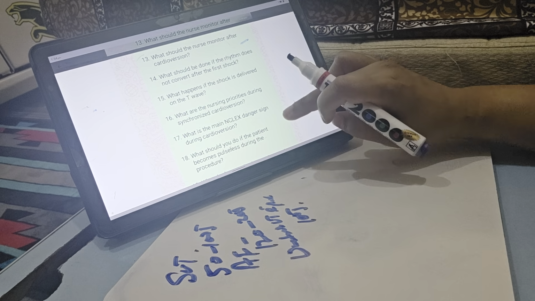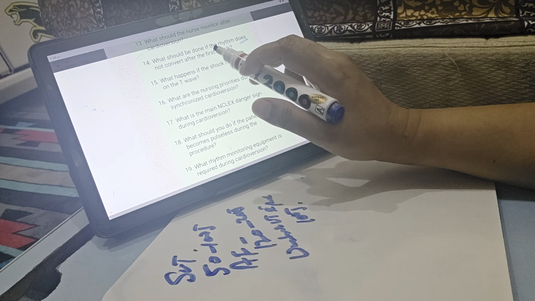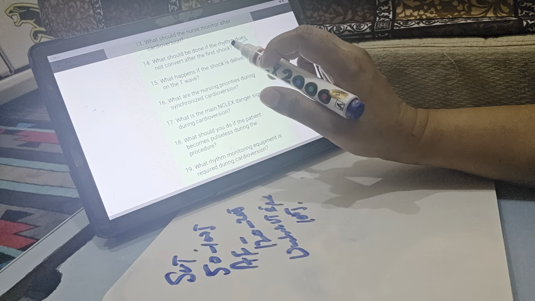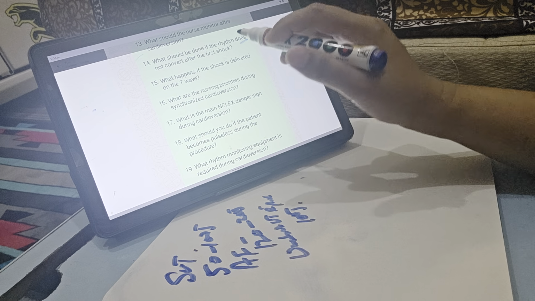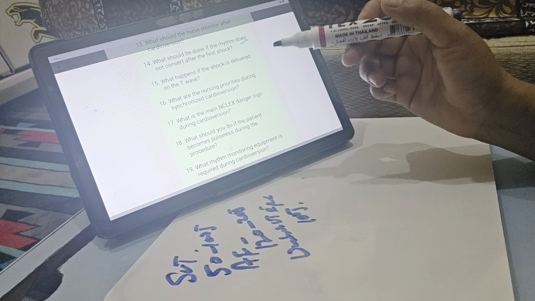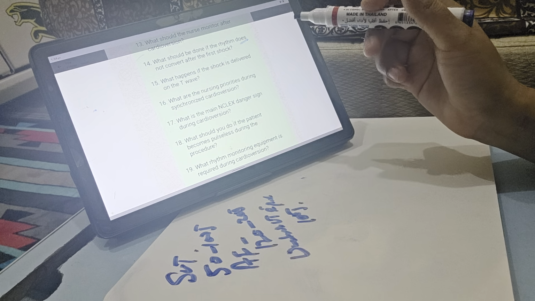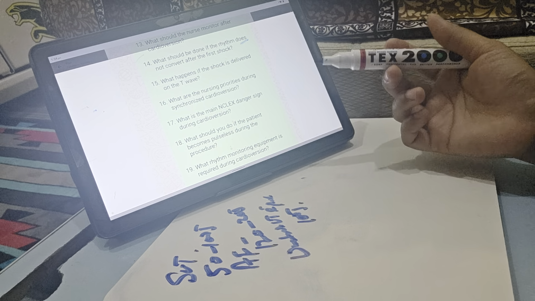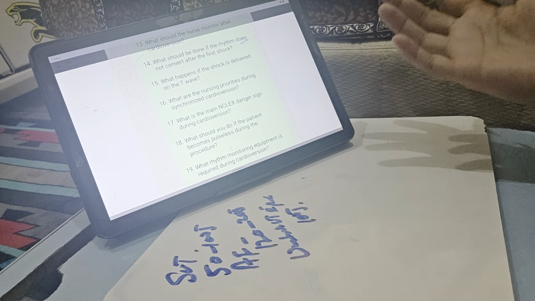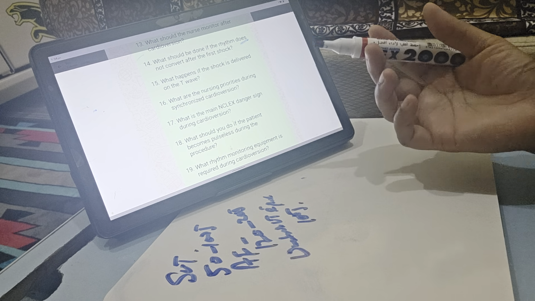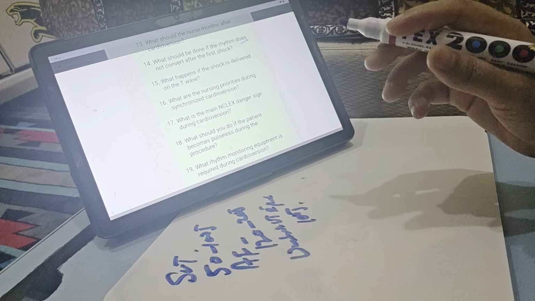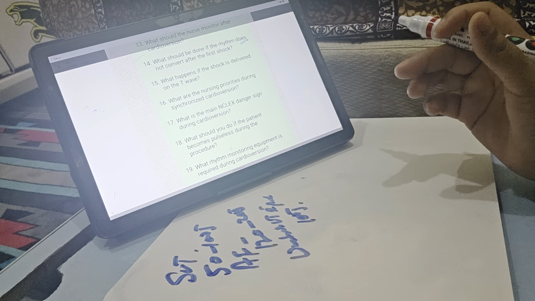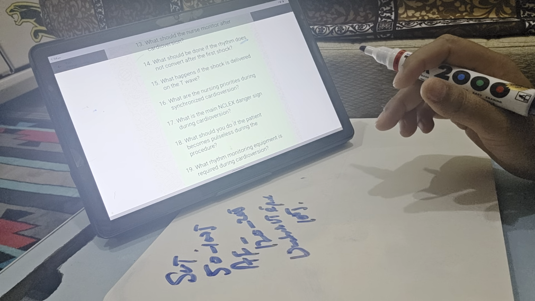Now, flashcard number 14. What should be done if the rhythm does not convert after the first shock? We have to increase the energy to the next recommended level and repeat the shock. Consider giving antiarrhythmic medications also. As per the doctor's orders, we increase the energy level to the next recommended level.